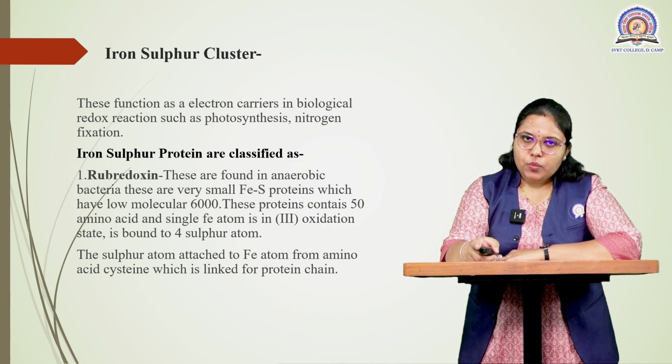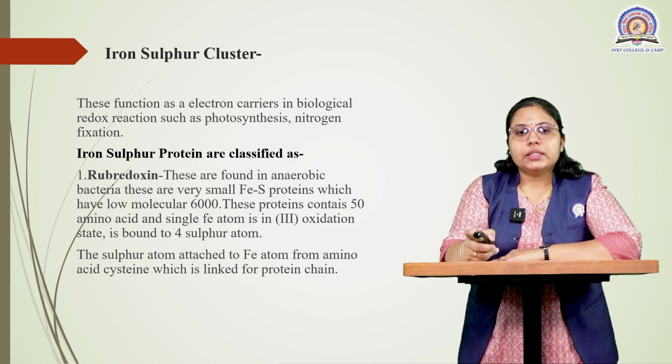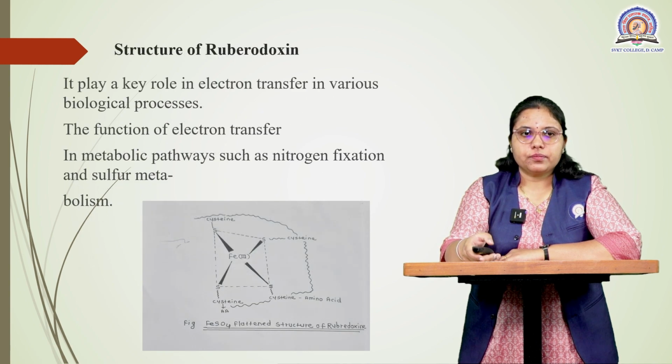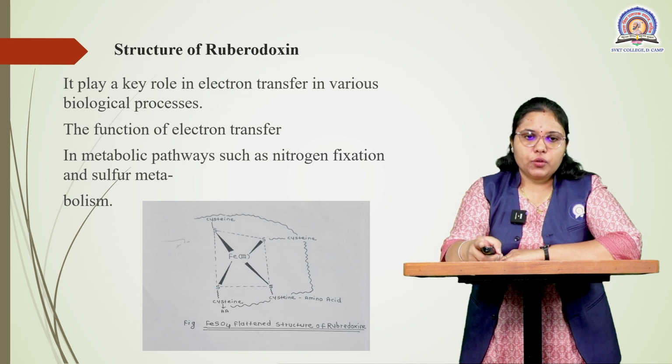These are very small Fe-S proteins which have a low molecular weight of 6,000. These proteins contain 50 amino acids and a single Fe atom in the +3 oxidation state. It is bound to 4 sulfur atoms. The sulfur atoms attached to the Fe atom are from the amino acid cysteine, which is linked to the protein chain. This is the structure of rubredoxin.